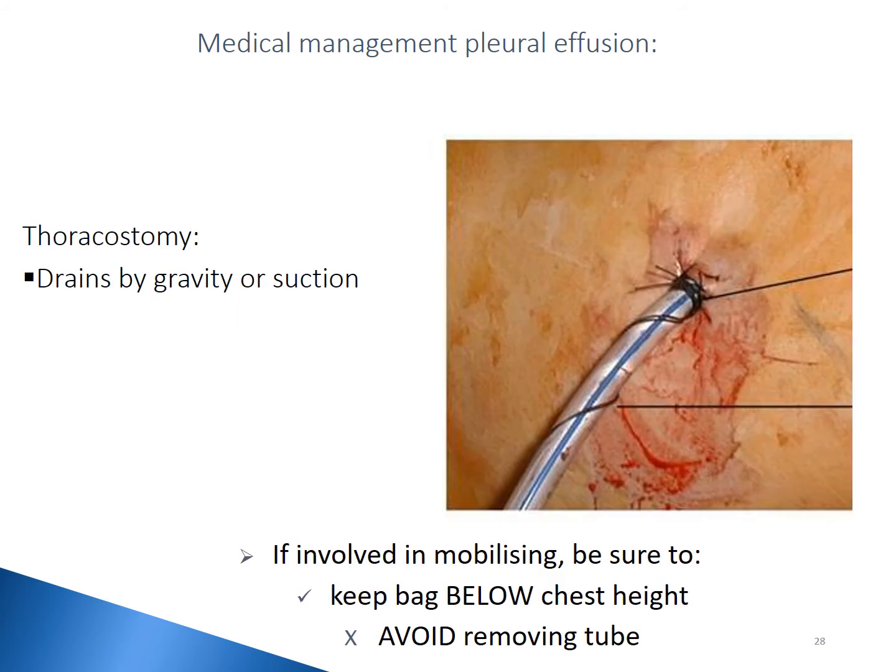So this is what the chest tube looks like up close. You see the entry point here, and it can be used to drain air or fluid out of the pleural space. A couple points to remember if you are involved in mobilizing patients with chest tubes are to keep the bag below chest height, and of course to avoid removing the tube. Your patients will like you much better, and so will the nurses.